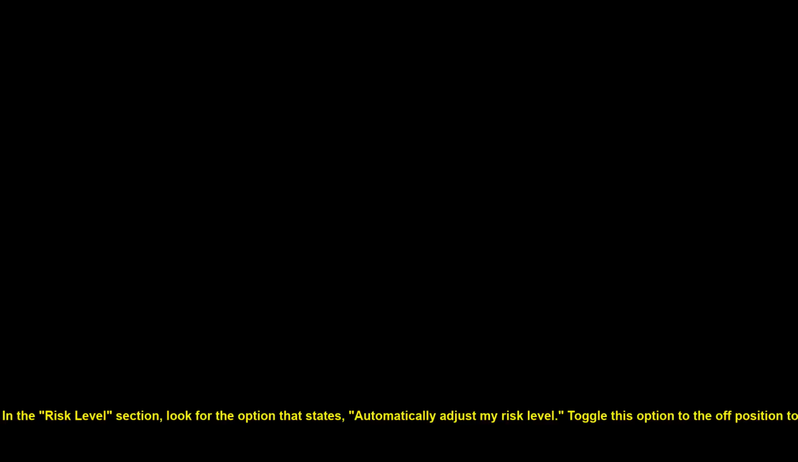Click on Investment Preferences to access your robo-advisor settings. Find the section labeled Risk Level. In the Risk Level section, look for the option that states, Automatically adjust my risk level. Review your changes to ensure that the setting is now off.